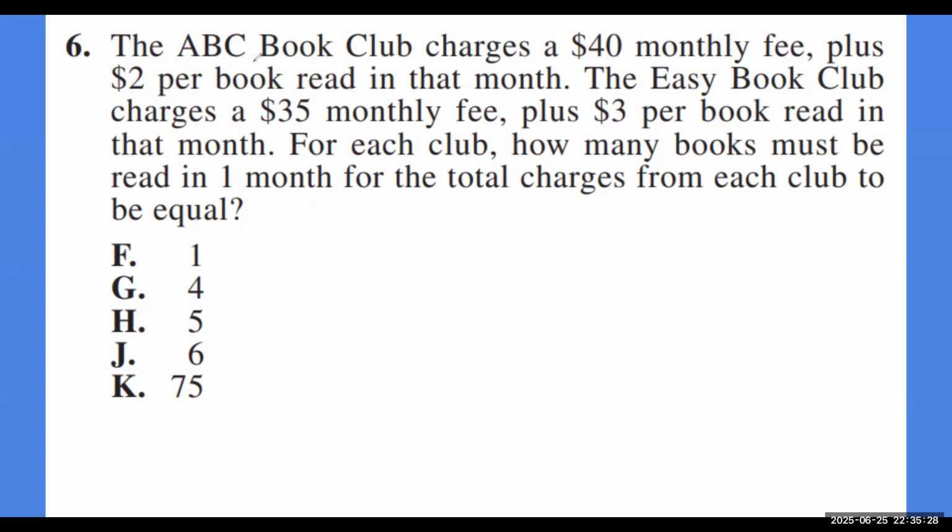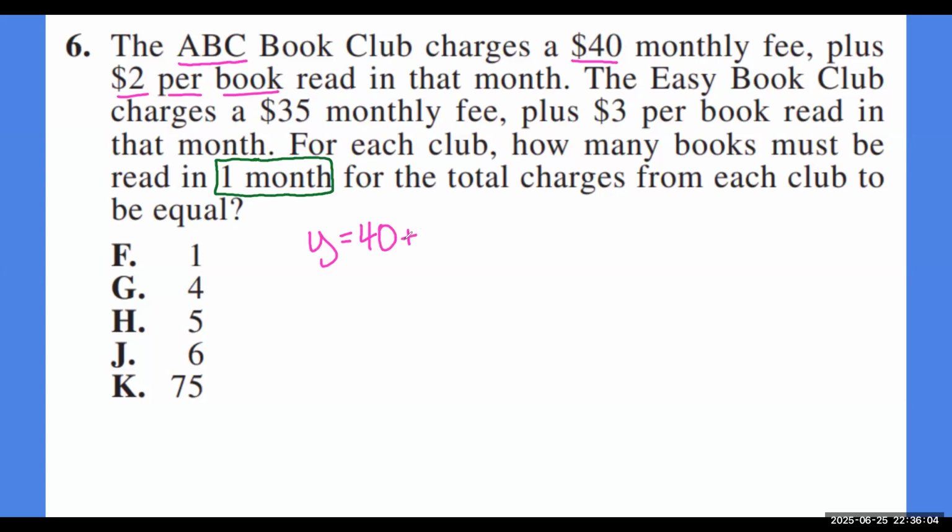We have the ABC Book Club, and that's $40 per month plus $2 per book. A lot of people will think this $40 is going to vary because it says per month, but if you go to the bottom of this question, the question is telling us how many months we're looking at. So that number is actually not going to change from 40 for this particular question. So I know for my ABC equation, I will have a $40 monthly fee plus $2 per book.